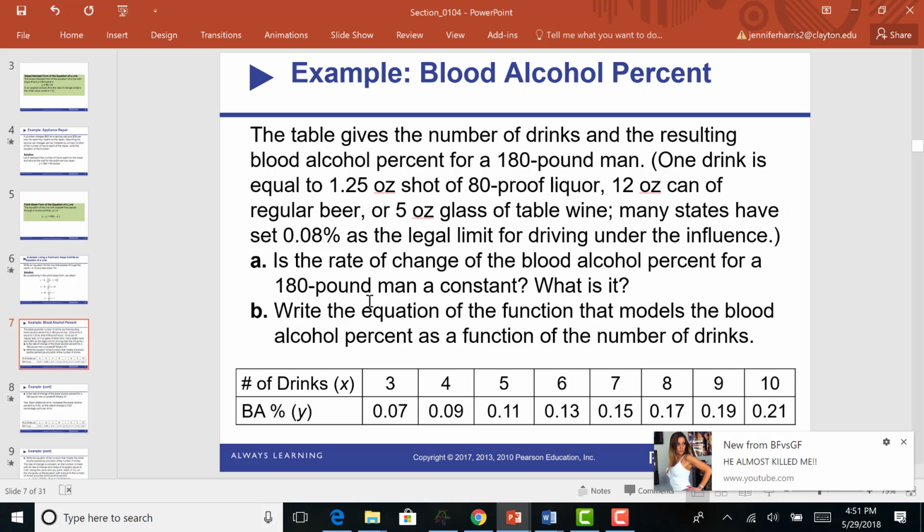And so then with that said, part B, what does part B say? It wants you to write the equation. I don't know what that is. It says write the equation of the function that models the blood alcohol percent as a function of the number of drinks. Do they want you to create an equation? Yes, they do. So, in order to have the equation, do we want the equation eventually to look like y equals mx plus b? Yes.